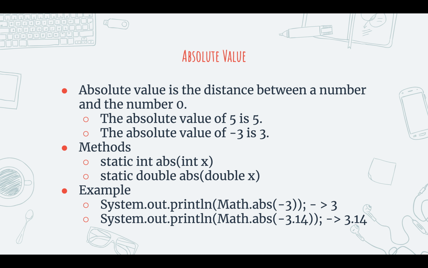But before I explain what the absolute value methods are, let me explain to you what absolute values actually are. Absolute value is the distance between a number and the number 0. So if you have a number, the absolute value is the distance from 0, and distance is measured in only positive numbers. It's a scalar value.